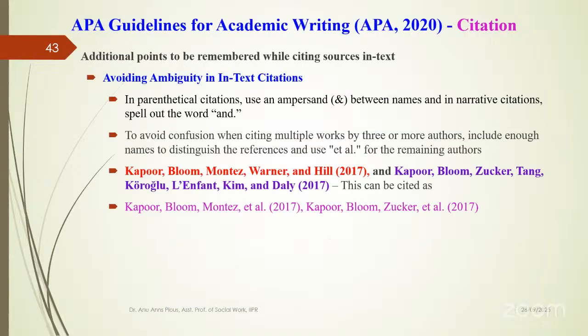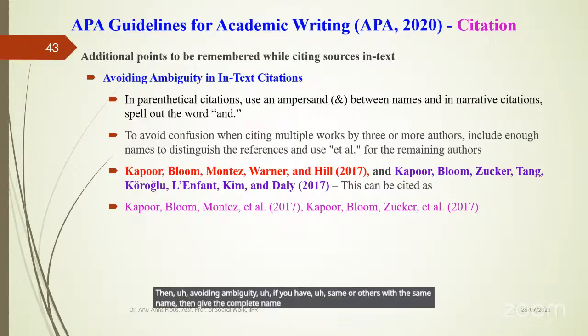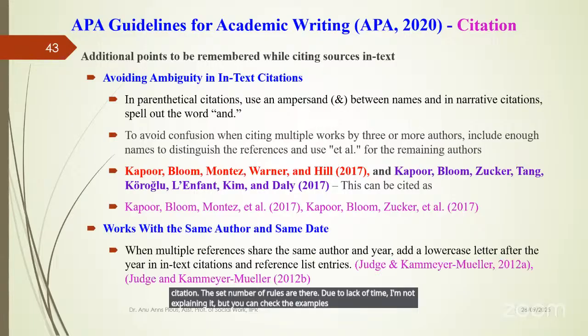Then avoiding ambiguity. If you have authors with the same name, then give the complete name. Avoid maximum ambiguity in your text citation. There is a set number of rules. Due to lack of time, I'm not explaining it, but you can check the examples given here.